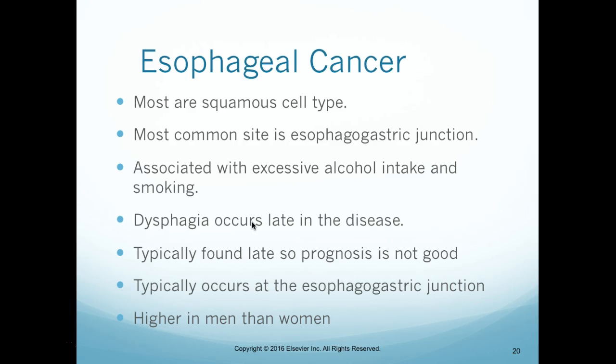Esophageal cancer. Most are squamous cell. Most common site is the esophageal gastric junction. It's associated with excessive alcohol intake and smoking. So those of you guys that drink and smoke, pay attention. Most people have dysphagia, which occurs in late disease, and it's typically found late, so prognosis is usually not good. They usually ignore the signs and symptoms that something's going on. Typically it occurs at the esophageal junction, which we talked about, and it's higher in men than in women.